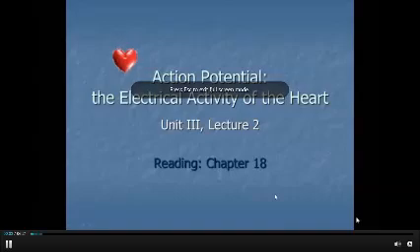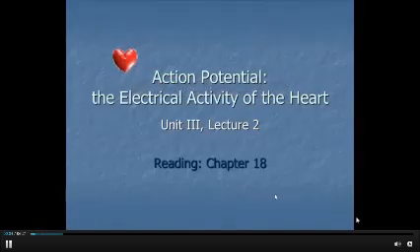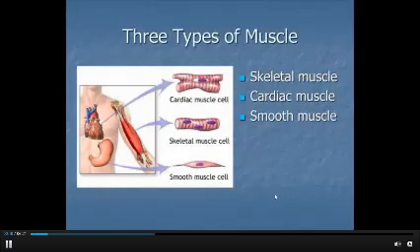Hello, this is the second lecture in the cardiovascular unit. In it we will talk about the action potentials in the heart, but in this first segment we will start with a review of microscopic anatomy. Please continue reading chapter 18.